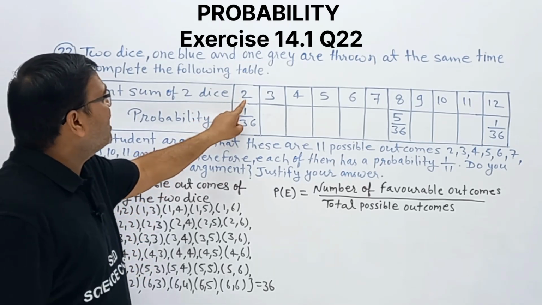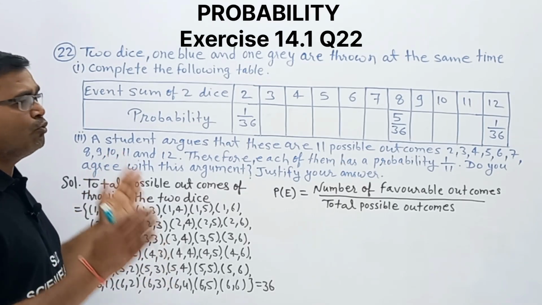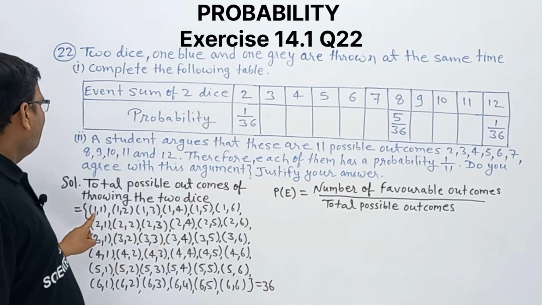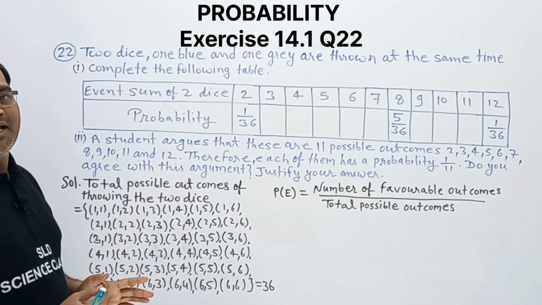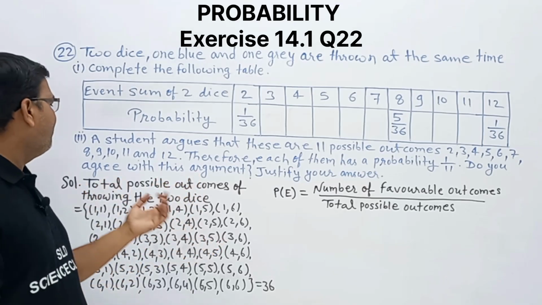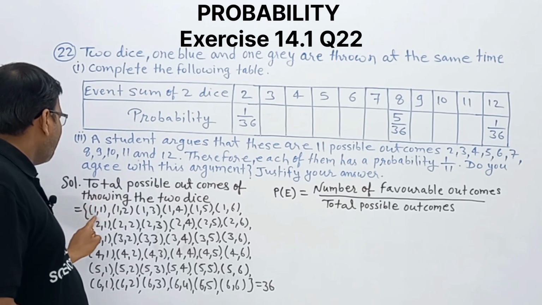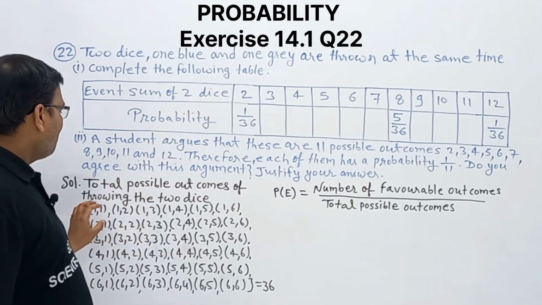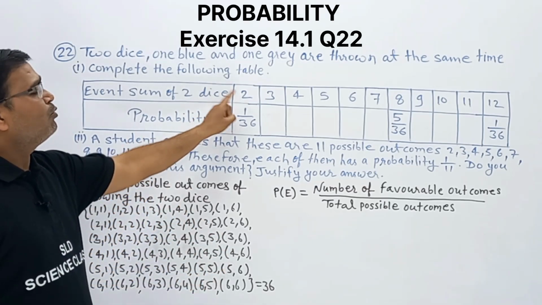Now first, the sum of 2 dice is 2. For sum 2, we only get 1, 1. Both dice show 1 and 1, so the sum of both will be 2. So out of 36, only one outcome has sum 2.